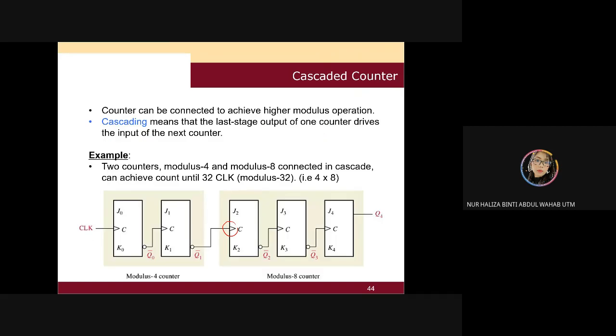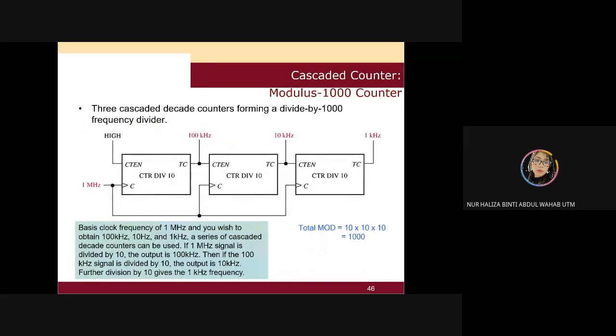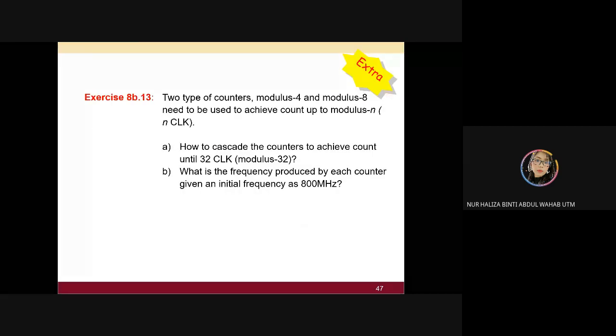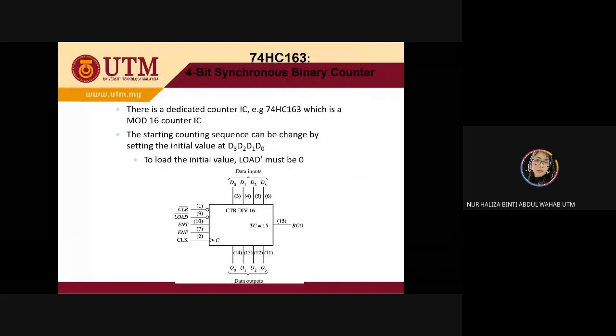So it's slightly different over here, you can see. But in terms of the connection, the modulus 1000 is also similar. You're going to connect TC over there. The 3 cascade decade counter is going to be a frequency divider, which is the main objective of this cascade counter. And then there is an example here.